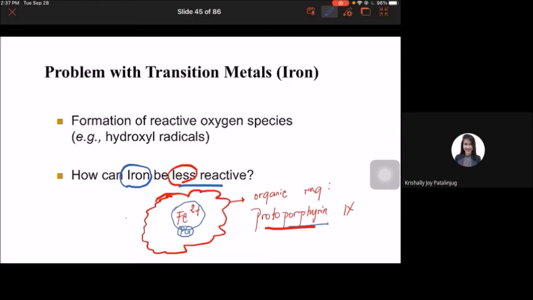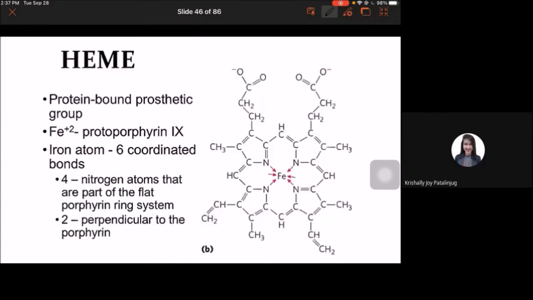Ang tawag natin dito is heme. I repeat. Kapag ferrous, then you have a surrounding protoporphyrin 9, sequestering the iron. Ang tawag sa buong complex na yan ay heme. So that is why we have this term, heme.